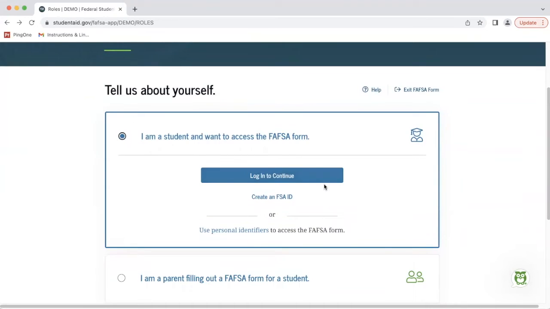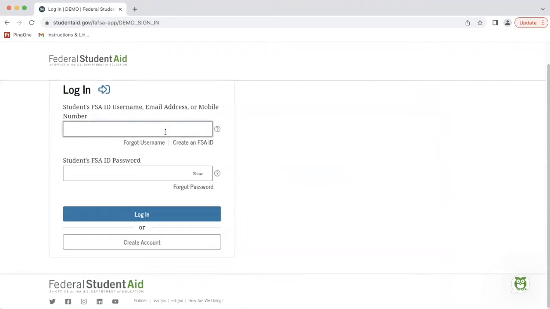If you already have an FSA ID, which is your username and password to complete the FAFSA, go ahead and hit login to continue. If you've not yet created an FSA ID, my advice would be to go ahead and do that now by clicking on Create an FSA ID and follow the instructions. Again, I'll be using some placeholder information, so let me go ahead and put that in right now.